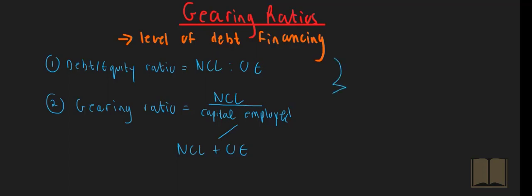The key thing to note with these two gearing ratios is that they speak to each other. They are two sides of the same coin. For example, if your debt equity ratio is 1:1, that means for every rand of non-current liabilities you've got, the same level of owner's equity. It therefore means your gearing ratio is 50%.